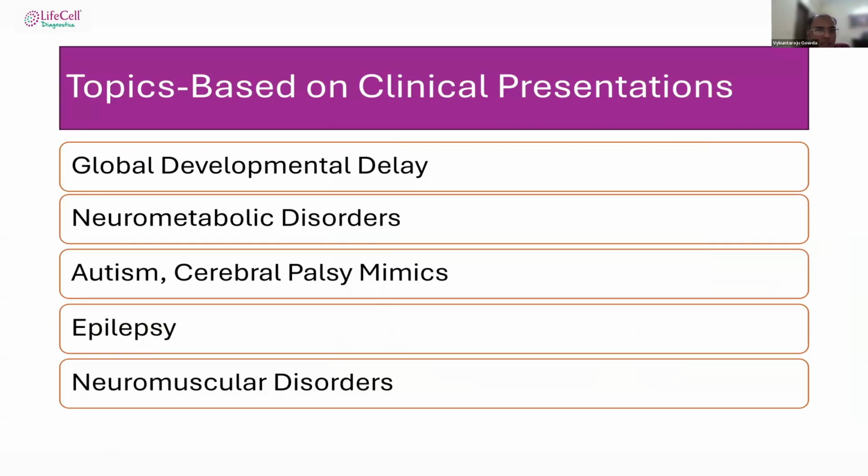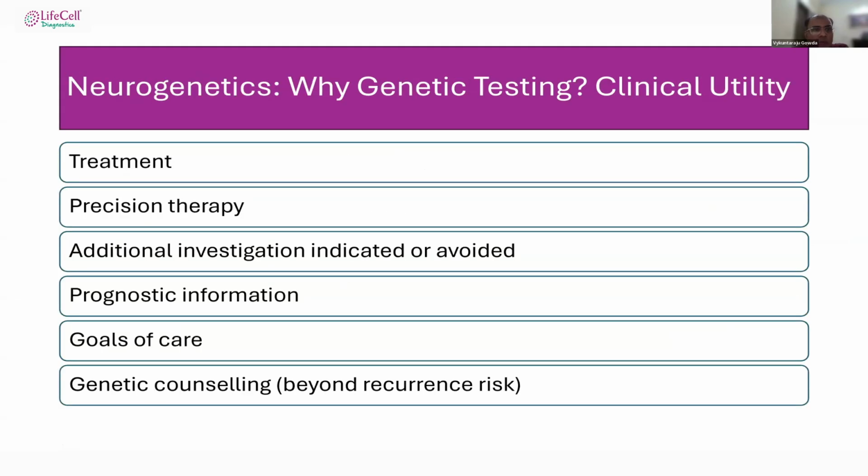So I'll be talking based on how the child comes to clinicians, based on the various phenotypes they present. As I told, it can present clinically with developmental issues or epilepsy or neuromuscular problems. So I'll be talking about some of the case scenarios, and how selection of test is very important.